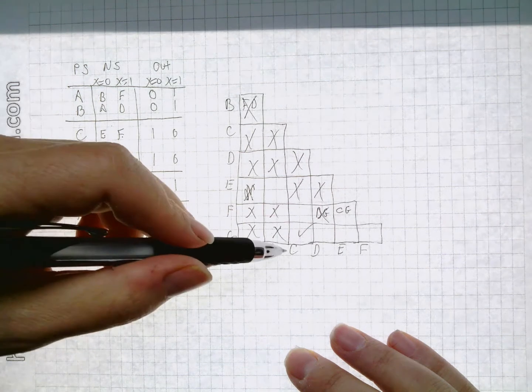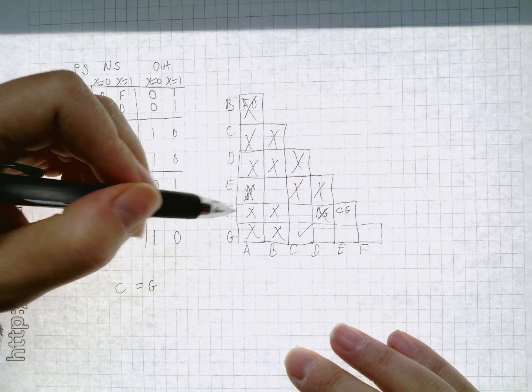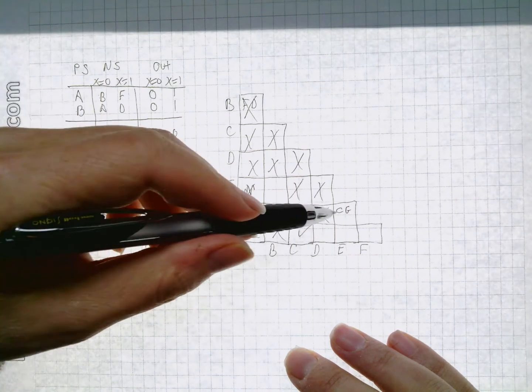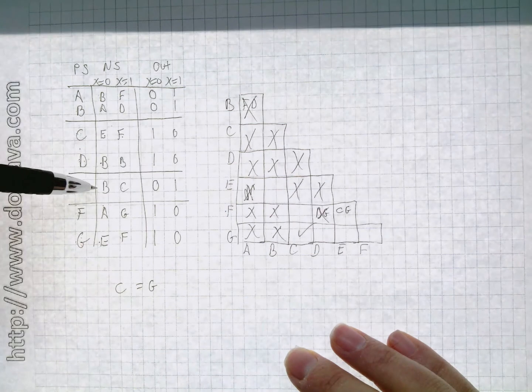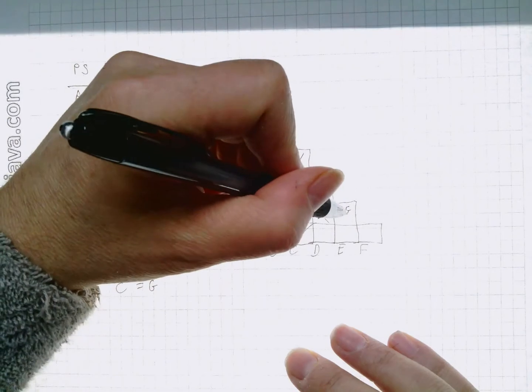Now let's take a look at C and F. Well, we already looked at E and F. Let's see now. E and F. Could E be equal to F? It is if C is equal to G. What else do we need? E will be equal to F if A is equal to B, but it's not. So we've got to eliminate that one.